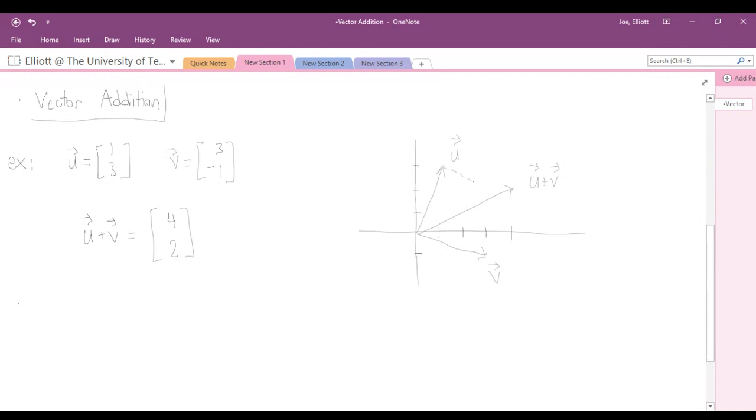So if I do my picture well, you should notice that u plus v forms the diagonal of this parallelogram with edges u and v. So that's one way that you can visualize vector addition. The sum u plus v is the diagonal of the parallelogram with edges u and v.